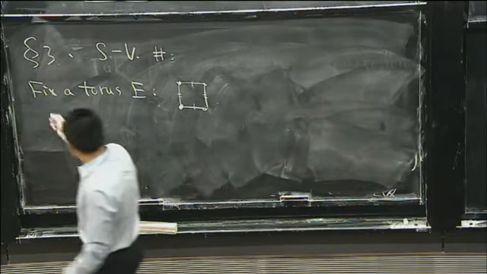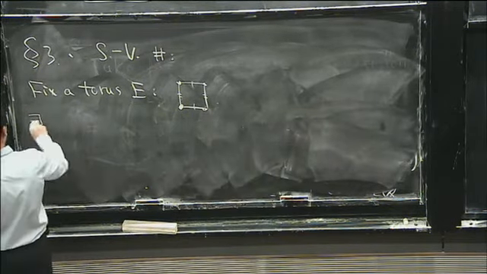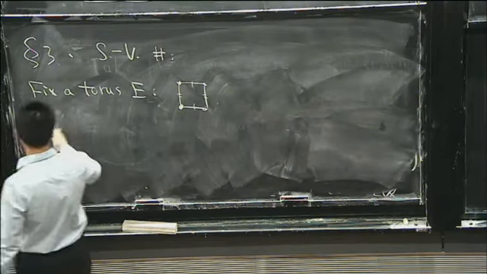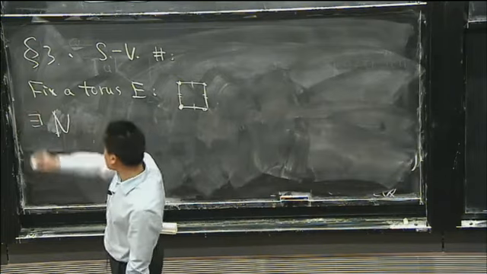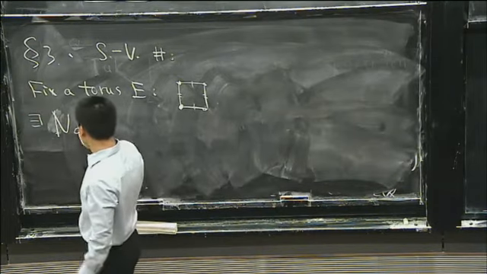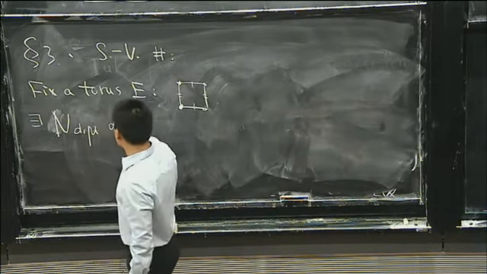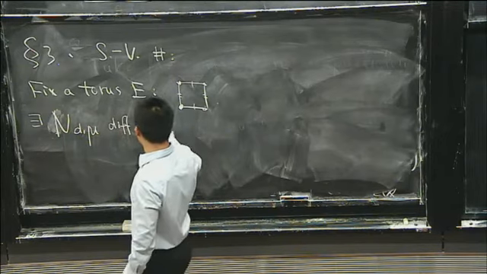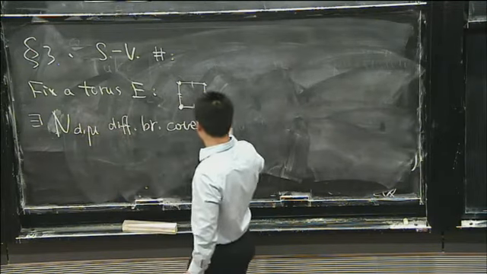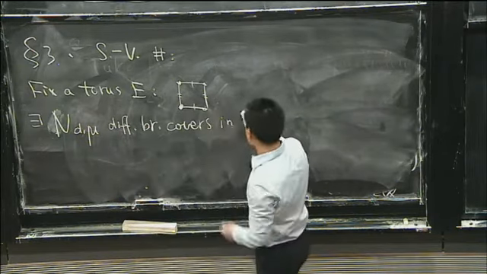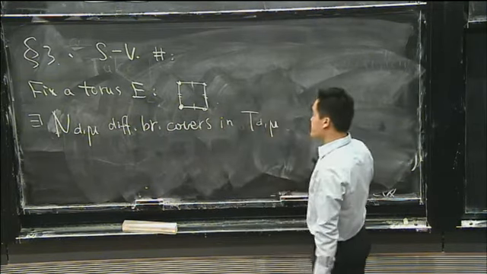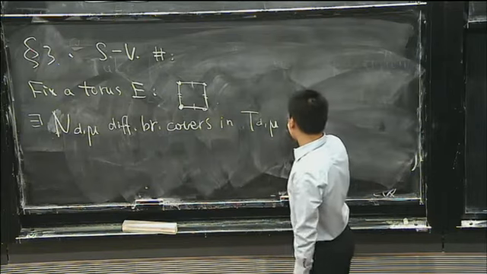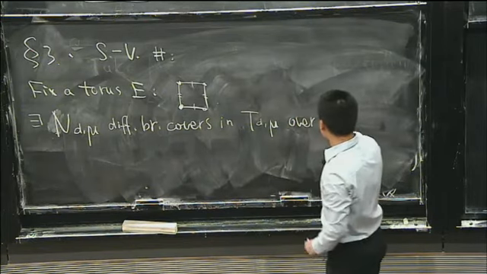So anyway, fix the torus E. There exist finitely many, let me just call the Hurwitz number given by n, with respect to the degree and the partition mu, that is the ramification type, different branched covers in that orbit, or in that Hurwitz curve, T_D mu, over the fixed elliptic curve E.